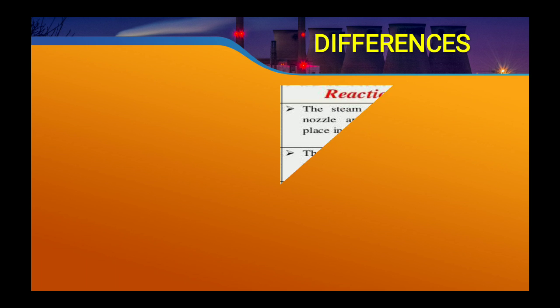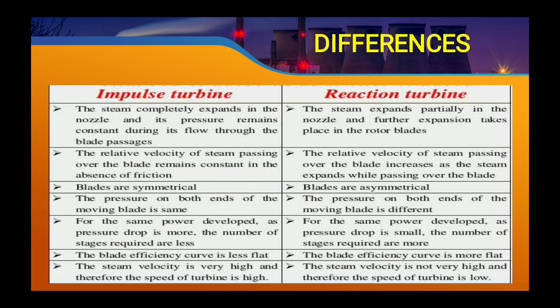Now the differences between impulse turbine and reaction turbine. In impulse turbines, the steam completely expands in the nozzle and its pressure remains constant during its flow through the blade. So a constant pressure is maintained in an impulse turbine. And in the case of a reaction turbine, the steam expands partially in the nozzle and further expansion takes place in the rotor blades.